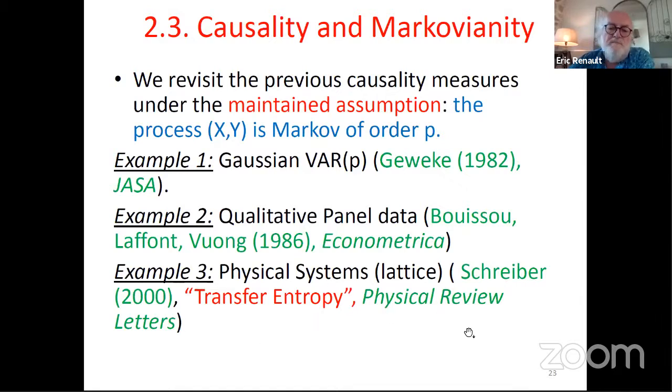If you look at Physical Review Letters and publications in physics, I'm not used to doing that. They talk about transfer entropy, which is basically the same Kullback measure. Okay, anyway.